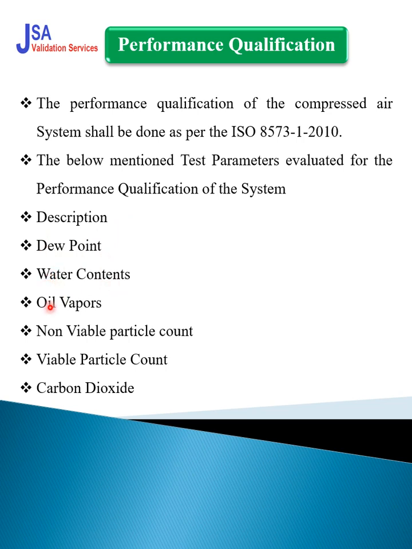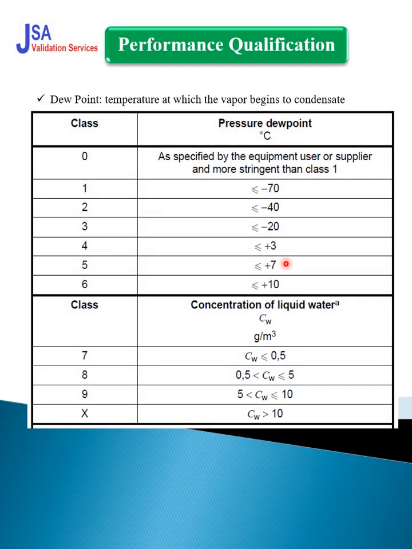Dew point, water contents, oil vapor, non-viable particle count, viable particle count, then gaseous tests like carbon dioxide, carbon monoxide, sulfur dioxide, nitrous oxide. These are some gaseous tests that can be done to challenge the system. Okay, dew point, we have the classification 0, 1, 2, 3 to 6. So class 1 compressed air has minus 70 degrees Celsius, then minus 40, minus 20, plus 3, plus 7 and plus 10. These are the pressure dew point limits for the classification.